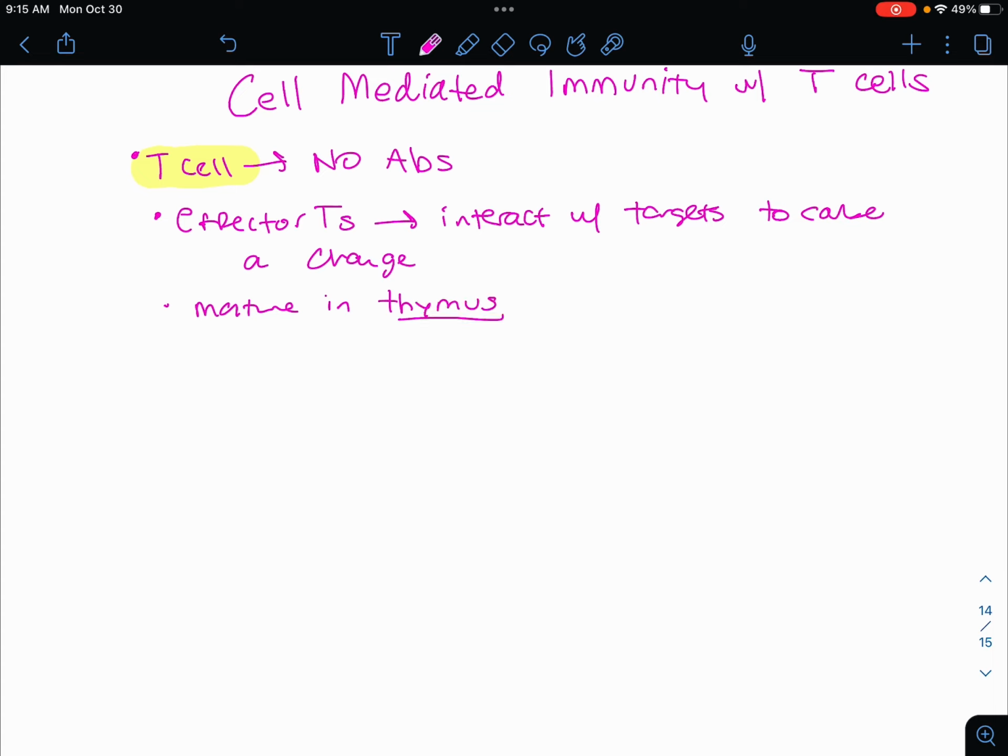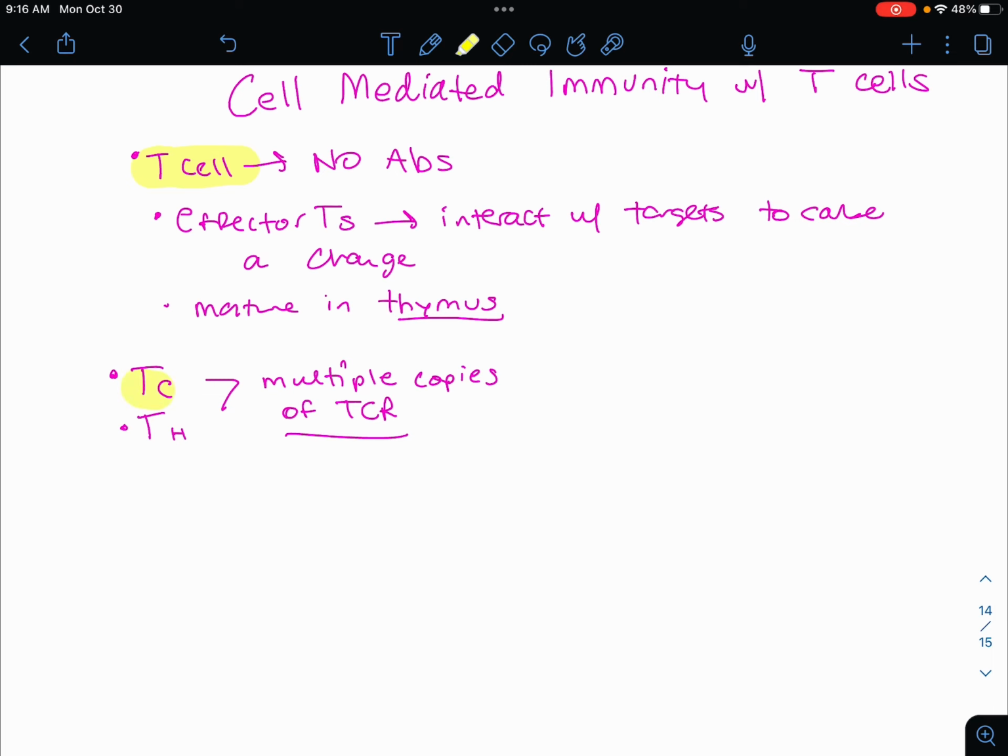There are two subsets to help eliminate antigens. They have different surface proteins. You first have the cytotoxic T cells, or TC, and you also have helper cells, TH. These are going to have multiple copies of the T cell receptor, or TCR.